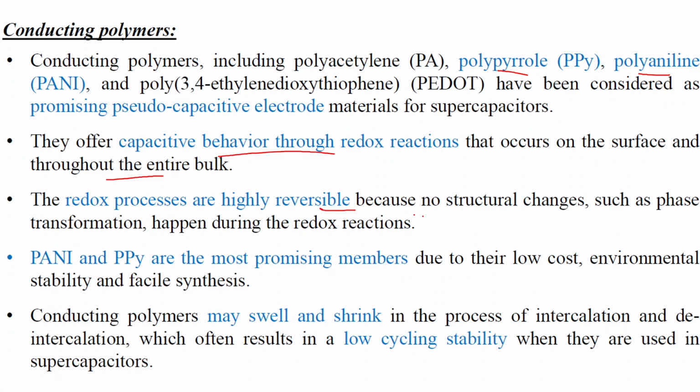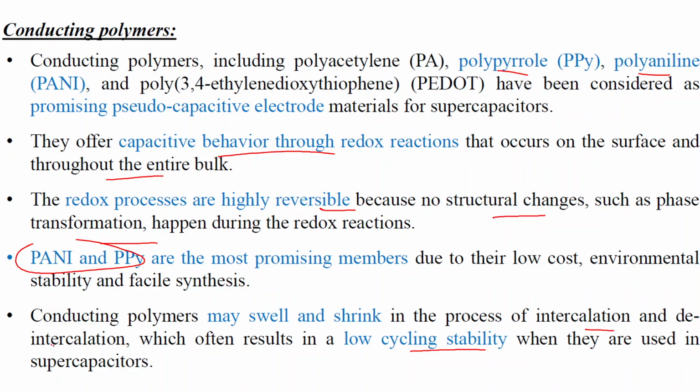And the redox processes are highly reversible because no structural change such as phase transformation happens during the redox reaction. Most widely used are polyaniline and polypyrrole, and currently in our lab we are also working on these conducting polymers. I myself am working on conducting polymers to use them as electrode material in supercapacitors. In our lab we are working on polyaniline as well as polypyrrole, and I am working on polythiophene. Okay. So the conducting polymers may swell and shrink in the process of intercalation and deintercalation, which often results in a low cyclic stability when they are used in supercapacitors.